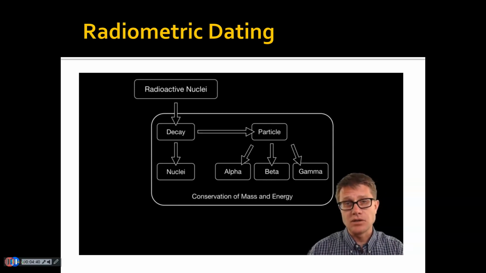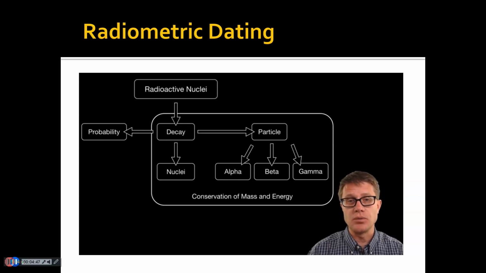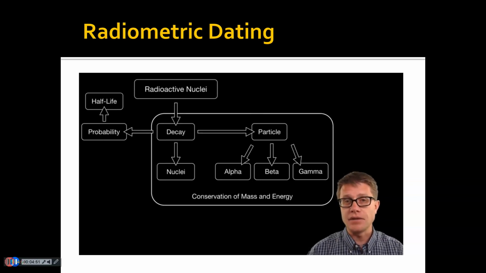But what we're going to talk about here is what is the probability of that decay occurring? Well, it's chance. So we never know when the next one's going to decay, but what we can use is the law of large numbers to calculate the half-life. The half-life is the amount of time it takes for half of the radioactive nuclei to decay.